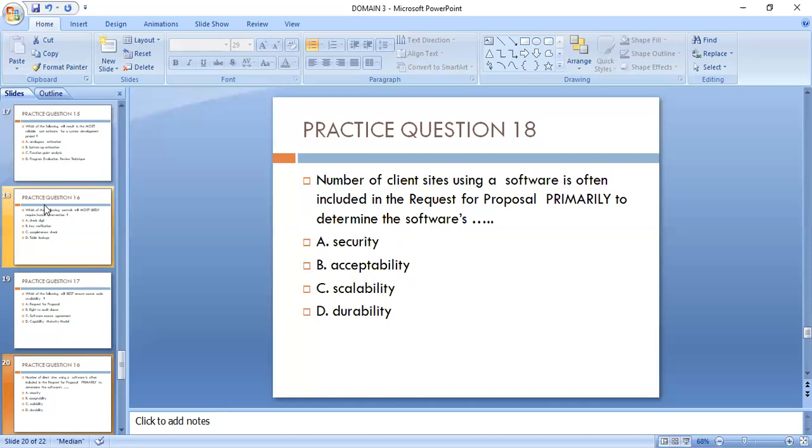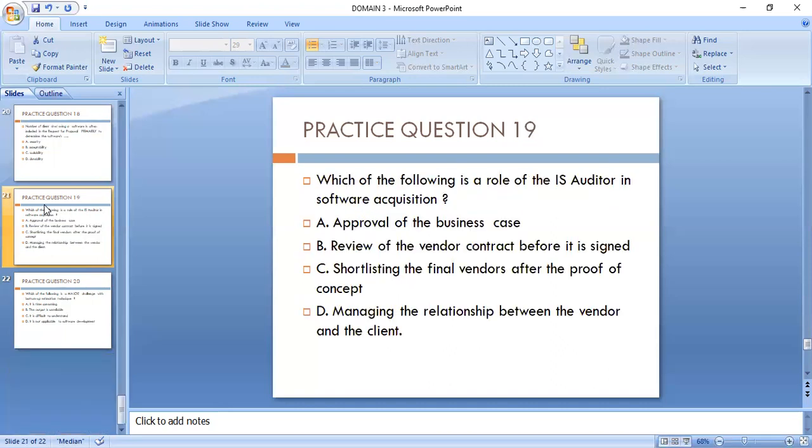19. Which of the following is a role of the IS auditor in software acquisition? A. Approval of the business case. B. Review of the vendor contract before it is signed. C. Shortlisting the final vendors after the proof of concept. D. Managing the relationship between the vendor and the client.